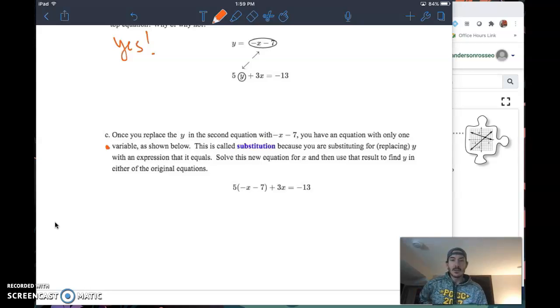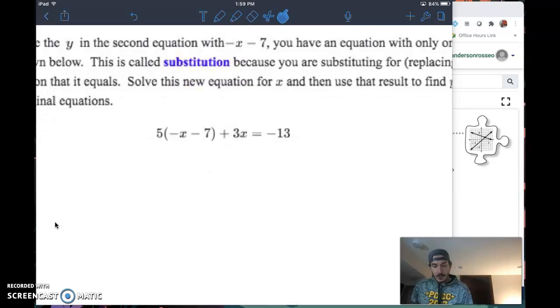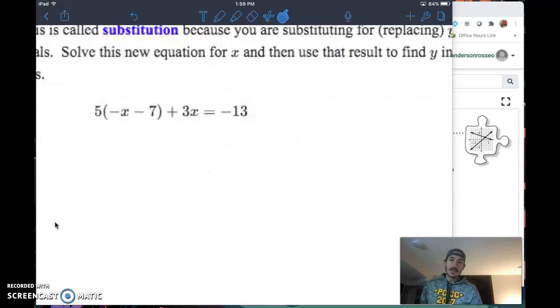This is called substitution because you are substituting for, or replacing, y with an expression that it equals, right? Solve this new equation for x and then use the result to find y in either of the originals. I'm going to show you a little trick here that maybe makes your life easier. But before we do, we've got to solve. And we are going to use our standard steps, tools, and rules that we use algebraically to do some solving.